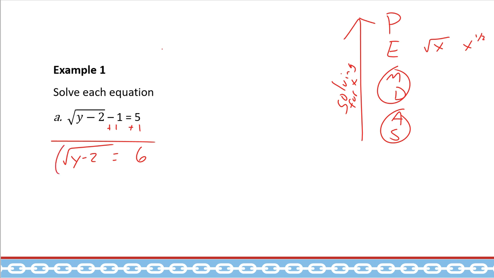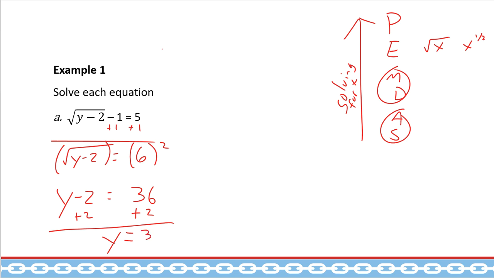And then I am going to get rid of the radical. To undo a square root, I square both sides. So that gives me y minus 2 equals 36. And then I'm going to add away this 2. I get a final solution then of y equals 38.